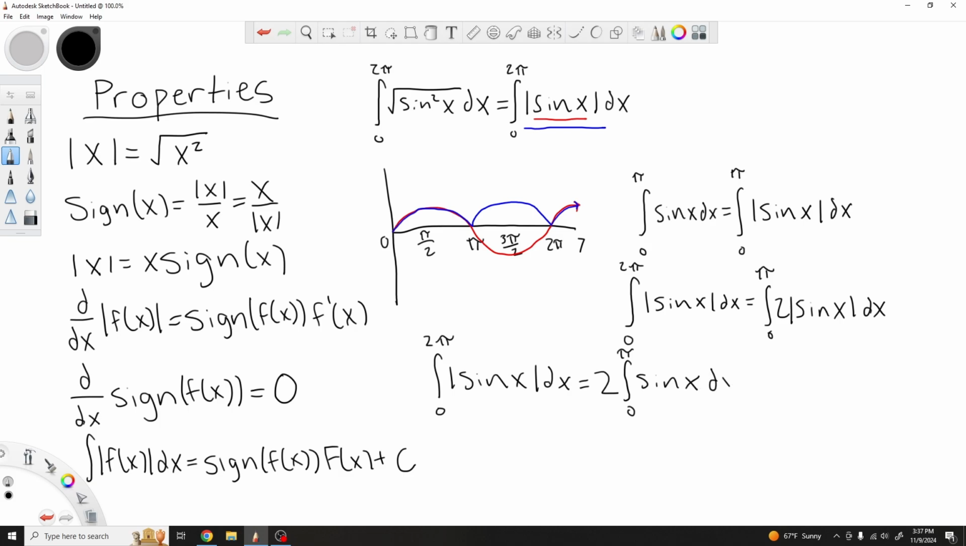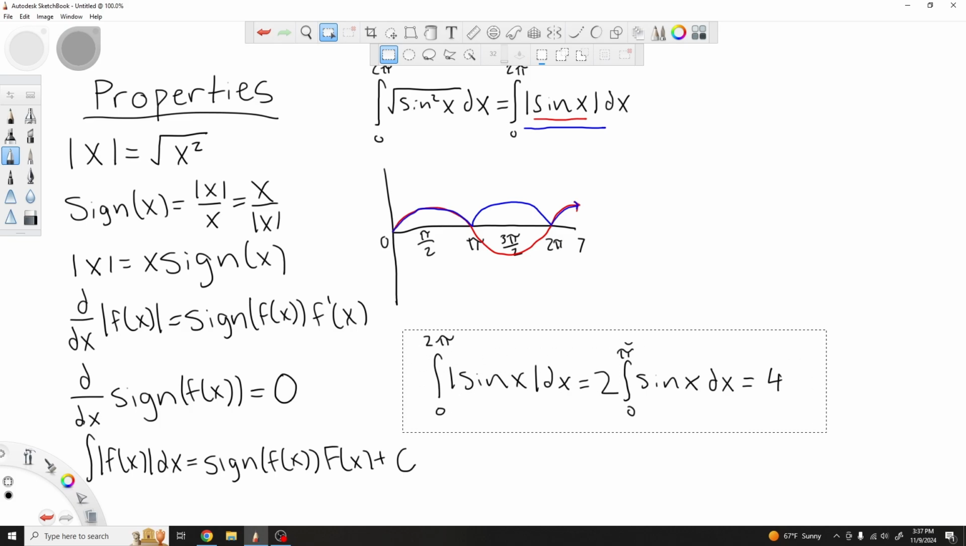And since we already know the integral from 0 to pi of sine of x is 2, it gives us the answer that 2 times the integral from 0 to pi of sine of x should be 4. So the integral from 0 to 2 pi of the absolute value of sine of x should be 4. Okay, this makes sense. We have a positive area here and a positive area here. We should have a positive area in total. Very nice. Let's clear this space up real quick.